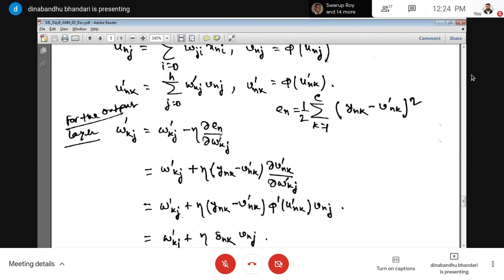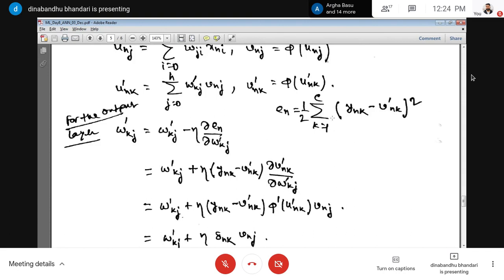W-KJ minus eta into del En del W-KJ. This part is simple, right? As in the earlier case, you will have this half there. So differentiate this with respect to W-KJ. W-KJ is involved with only V-NK, so it would be 2, and all other terms will be 0. 2 into (INK minus V-NK) and del V-NK del W-KJ.